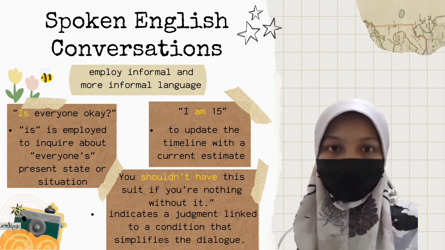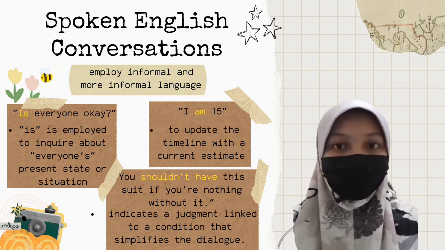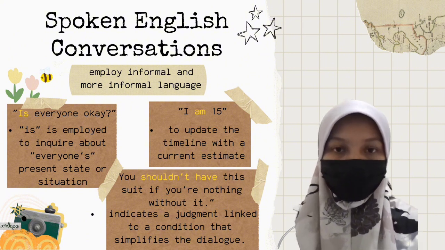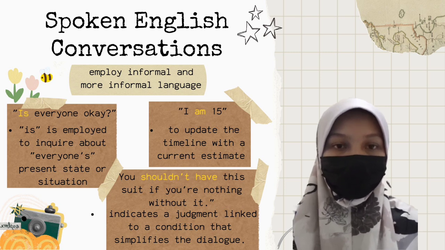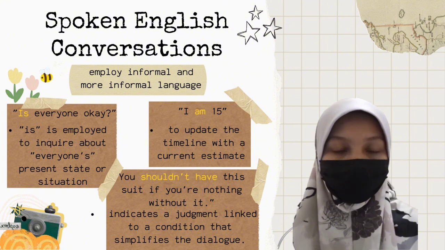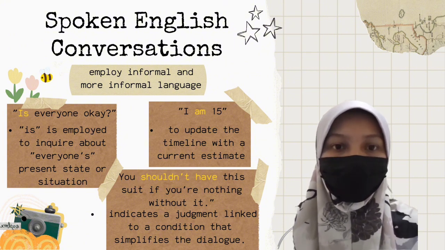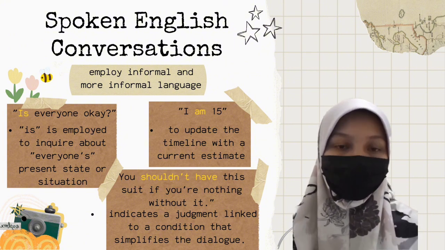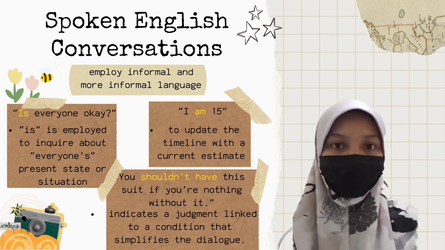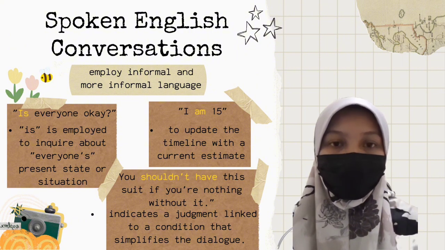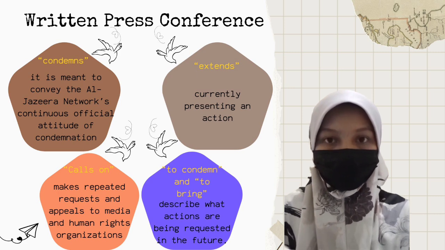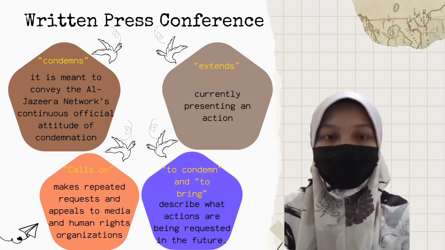Peter Parker then corrected Tony Stark's statement by saying, "I'm 15," at the 54-second mark. Here, "m" is used to update the timeline with a current estimate of Peter Parker's age. And finally, Tony Stark once observed, "You should not have this suit if you are nothing without it." The use of the term "should not have" in this context indicates a judgment linked to a condition that simplifies the dialogue. This video has 16 parts that use the present simple, but I would like to highlight only 3 of them.